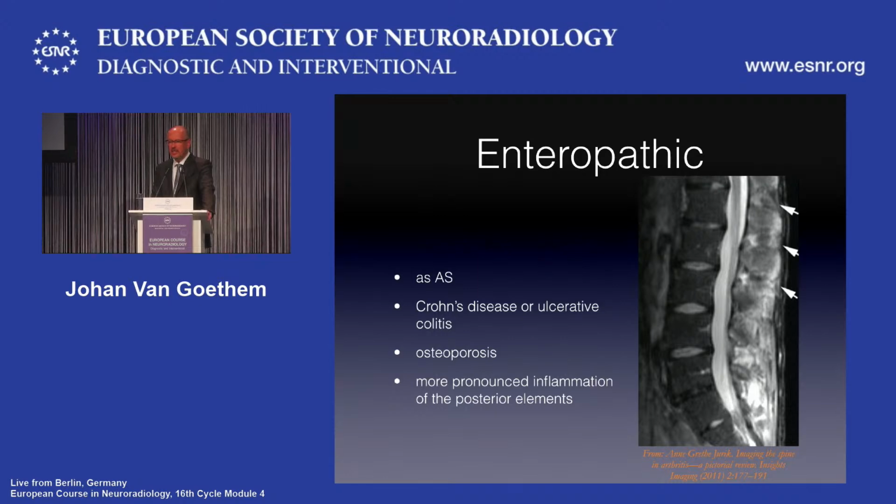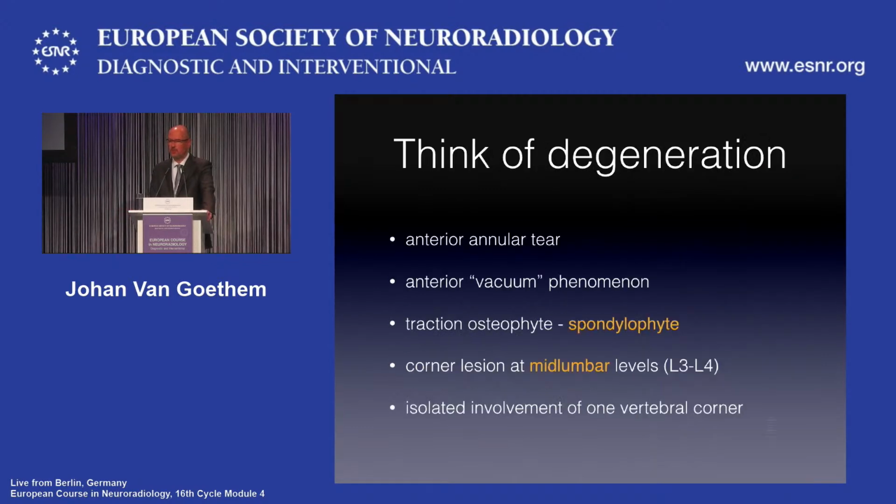In enteropathic, which goes along with Crohn's disease or ulcerative colitis, the changes are as in ankylosing spondylitis, but the inflammation tends to be very pronounced in the posterior elements. I think this is a very unique image with extensive edema in the spinous processes and the soft tissues in the case of enteropathic spondyloarthropathy.